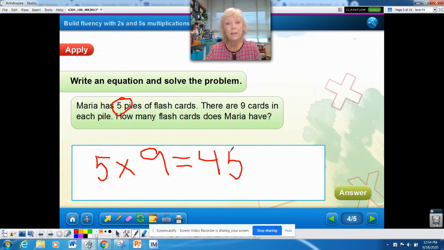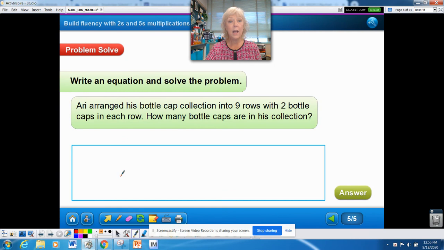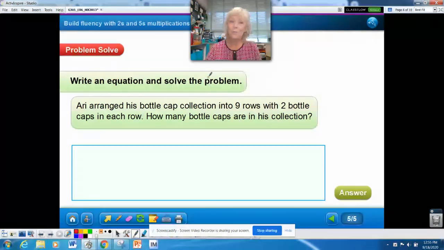45. So let's check our answer and see if we did this one correctly. 45 flashcards. 9 times 5 equals 45. I love it. There we go. You did it. You solved the problem. Let's find out what our next one is. Again, we are going to do the same thing. We're going to write an equation and solve the problem.